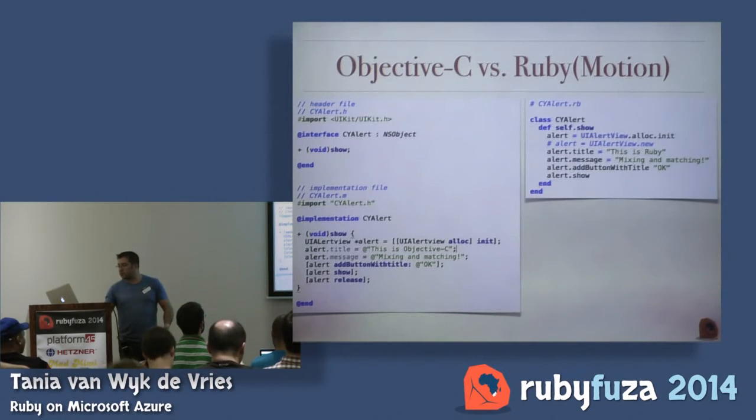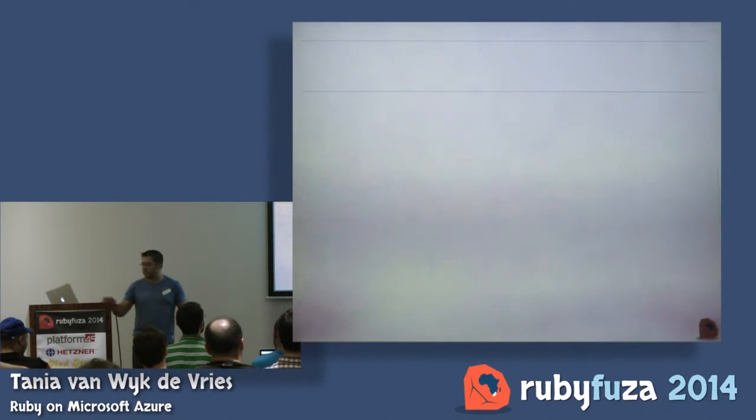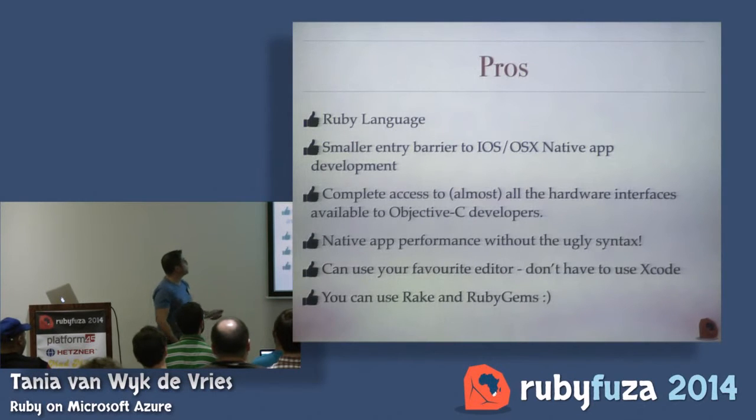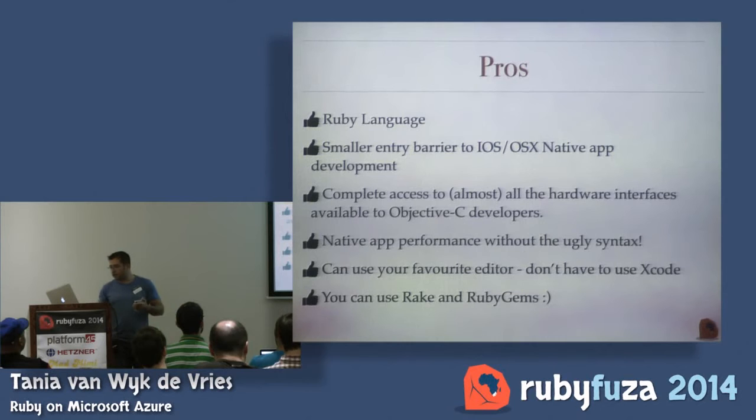So what are some of the pros of building applications using RubyMotion as opposed to Objective-C specifically? Okay, it's the Ruby language. As a Ruby developer, for me personally, that's a huge plus. I think in general there's probably less of a barrier to learn Ruby than there would be to learn Objective-C, especially if you come from a Python background, even a Java background, right?